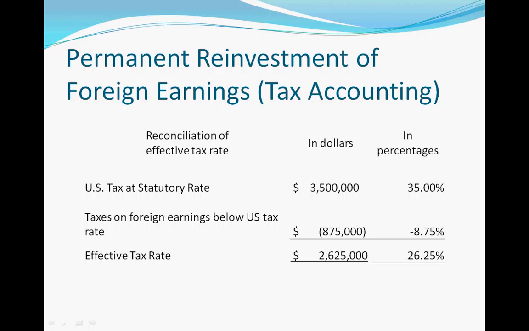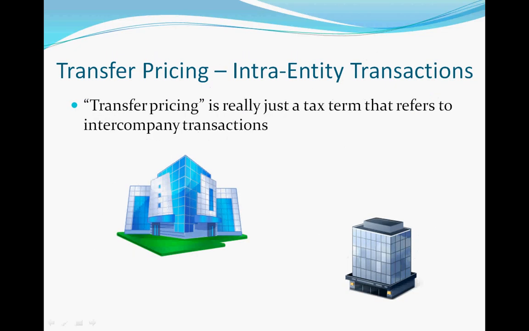Let's look at a temporary difference. When an international subsidiary sells a good to a U.S. parent, this transaction creates a temporary difference because the tax law on this issue is quite different from the financial accounting rules. Tax law refers to intercompany transactions as transfer pricing. Let's look at an example.